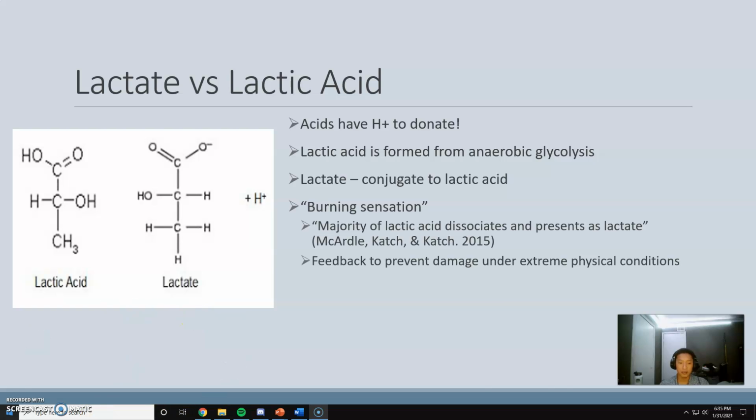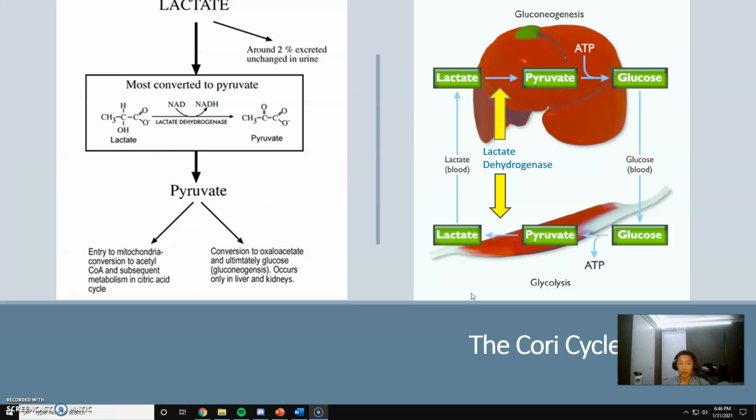physical conditions. Now we're going to talk about the Cori cycle, whose main function is to remove lactate from active skeletal muscle and convert it back into glucose via gluconeogenesis in the liver. And it's ultimately going to restore glycogen stores after being depleted from physical activity.